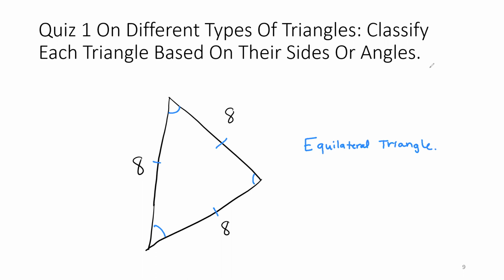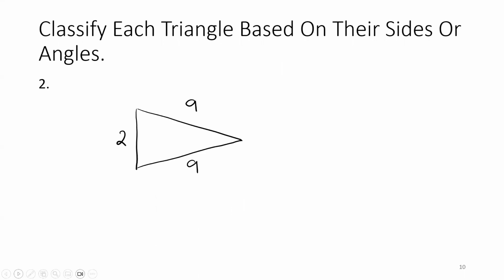Okay, let's move on to the next. I think there's a total of 12 problems, 12 triangles. So number 2, classify each triangle based on their sides or angles. Here we are given 3 different sides. 2 of them are congruent, right? 9 and 9, they're the same. So what kind of triangle would this be?